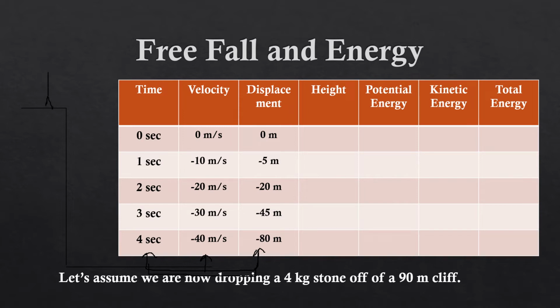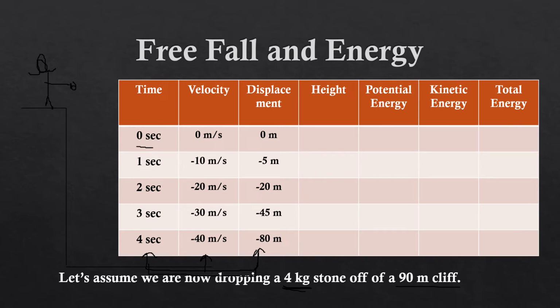We still have little Susie sit at the edge of the cliff. But now I'm going to give you a little bit more information. Let's assume that we're dropping a 4-kilogram stone off a 90-meter cliff. How can we do this? How can we fill in all of these blanks at every second? I'm going to walk you through it. You probably actually know. Let's look at time 0. This is a good one to start with.